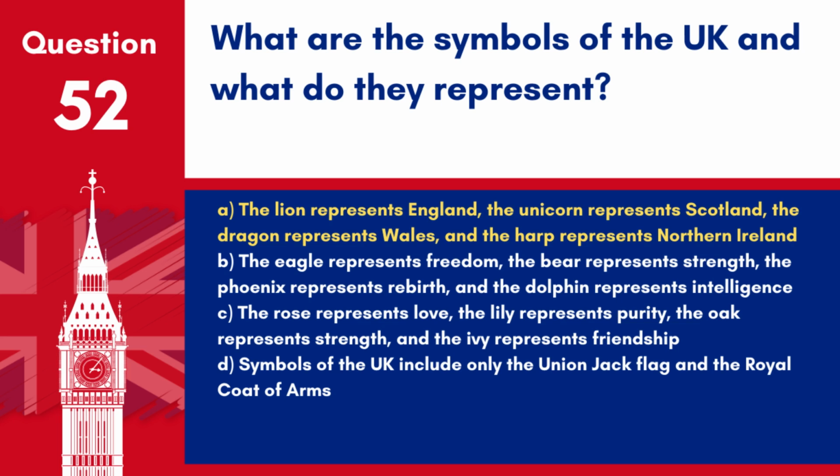Answer: A. The lion represents England, the unicorn represents Scotland, the dragon represents Wales, and the harp represents Northern Ireland. These symbols reflect the constituent countries of the UK and their national identities.